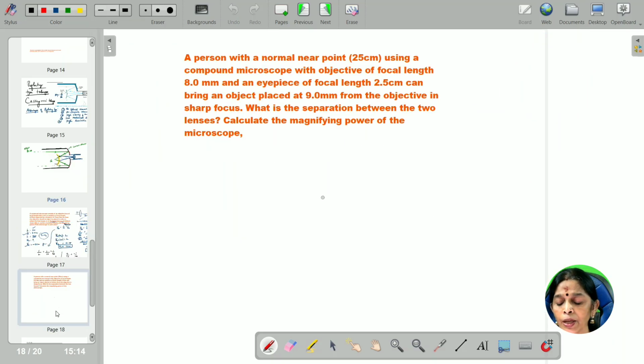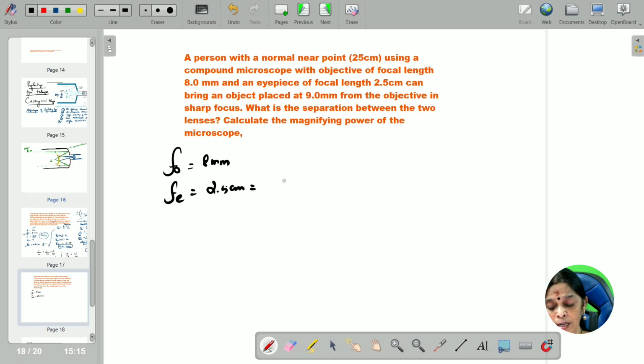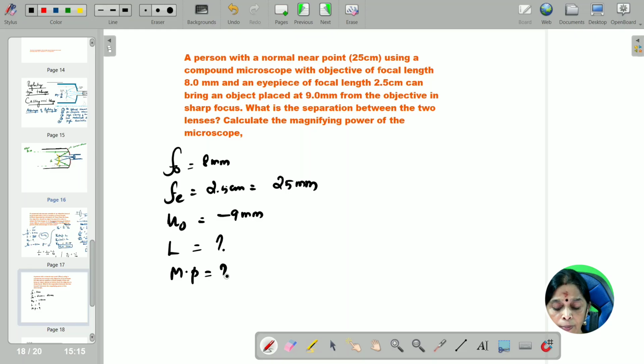Same way here. A person with a normal near point using a compound microscope with objective of focal length 8 millimeter. So objective of focal length 8 millimeter. Eyepiece of focal length 2.5 centimeter, convert into millimeter, 25 millimeter. Can bring an object placed at object distance U naught is equal to minus 9 millimeter. What is the separation between the two lenses? Only L is asked and magnification power is asked.